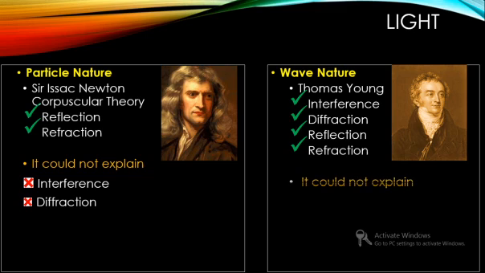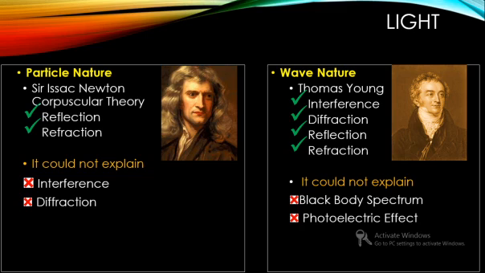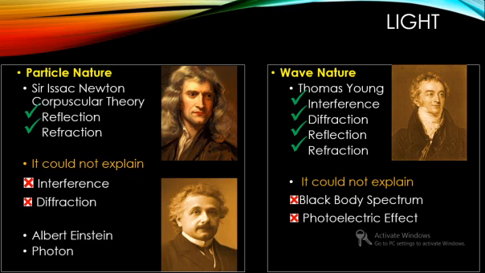But later on, it could not explain some of the phenomena which came up in light, that is black body spectrum and photoelectric effect, which could not be explained using the wave concept. And it was Max Planck and then Albert Einstein who proposed that light consists of packets of energy, and those packets are called photons. So based on the concept of photon or particle, he could explain the photoelectric effect.